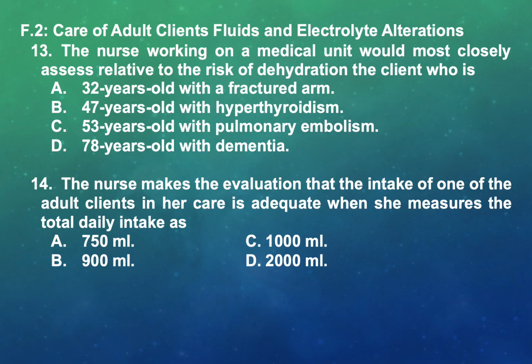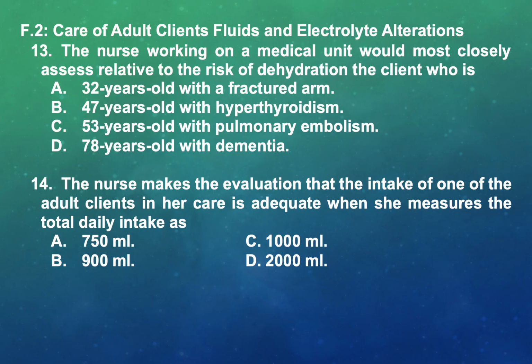13. The nurse working in a medical unit would most closely assess relative to the risk of dehydration the client who is, answer, Delta. Of course, older adults have an age-related decrease in total body water percentage, a naturally diminished thirst reflex, and a reduced ability of the kidneys to concentrate urine. When these physiological changes are combined with dementia, the client may lose the capacity to recognize dehydration symptoms or ask for fluids, placing them at highest risk for severe dehydration.